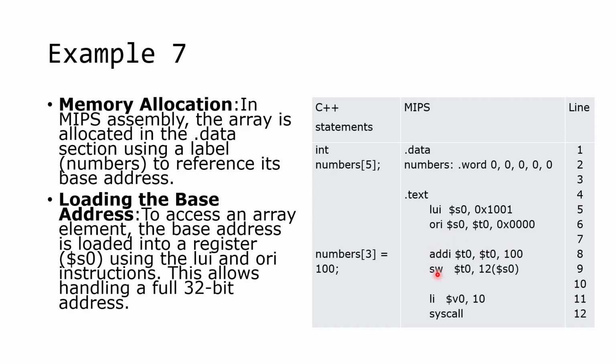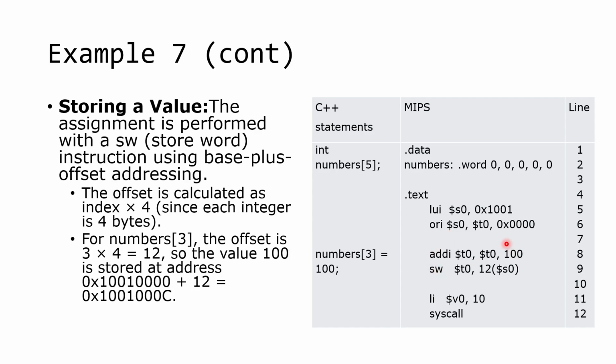After that, you can access the data, for example by first storing a value. The assignment is performed with a store word instruction using base plus offset addressing. Here you want to save the value 100 at index 3. In order to calculate the offset, the immediate, meaning how many bytes we need to jump, we calculate the effective address.